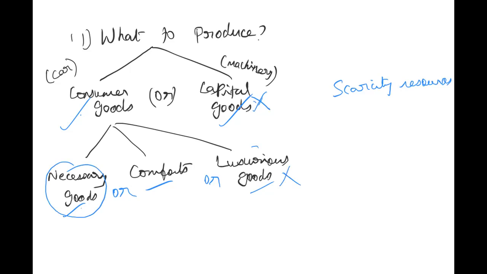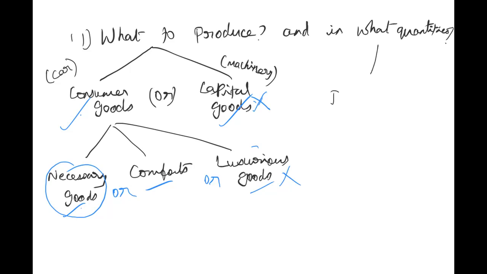Then the next problem, as I mentioned, is what to produce and in what quantities. The quantity, the volume of production, should be decided properly, because the volume of production depends upon demand and supply.